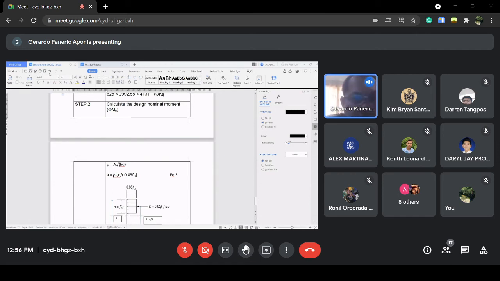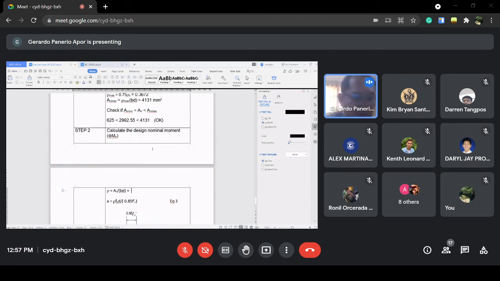So after that, you can calculate the actual loop. We have 2992.55 divided by 250 divided by 450. My actual loop is 0.266.